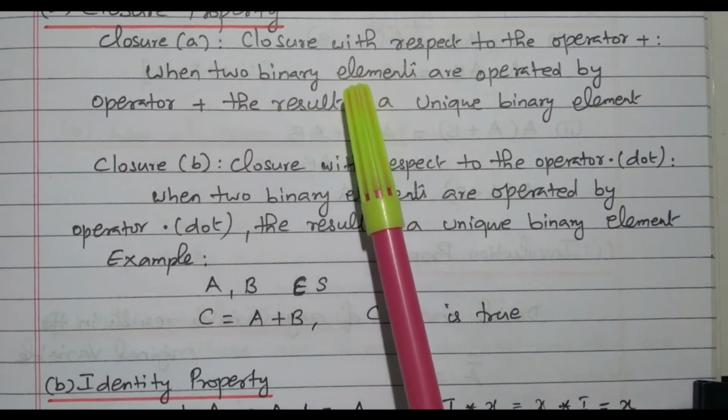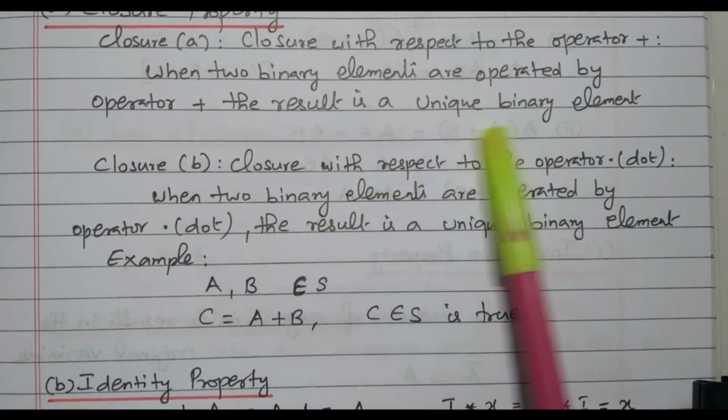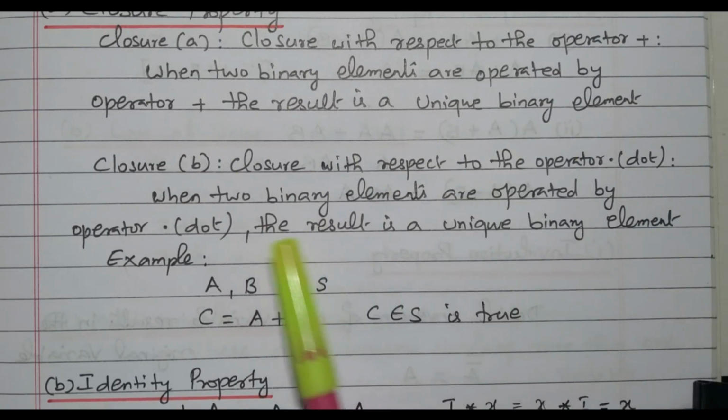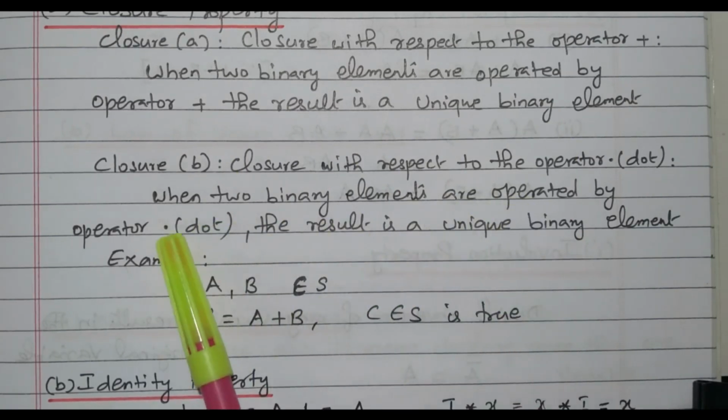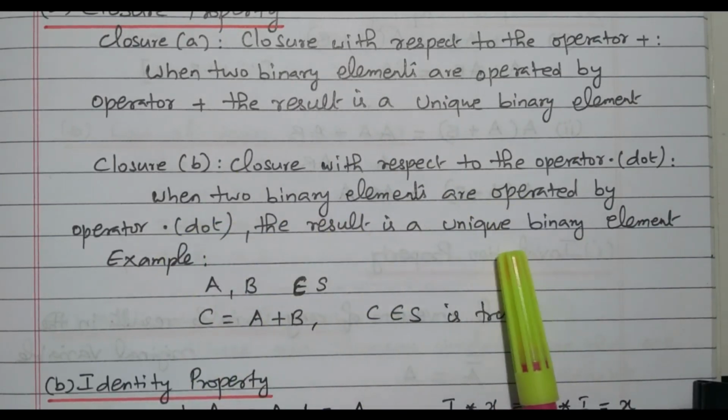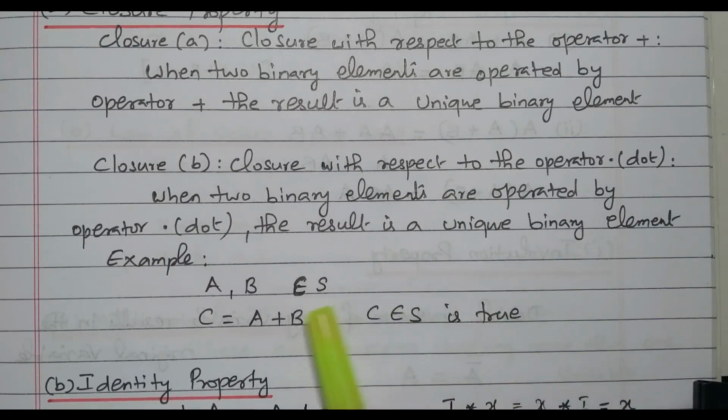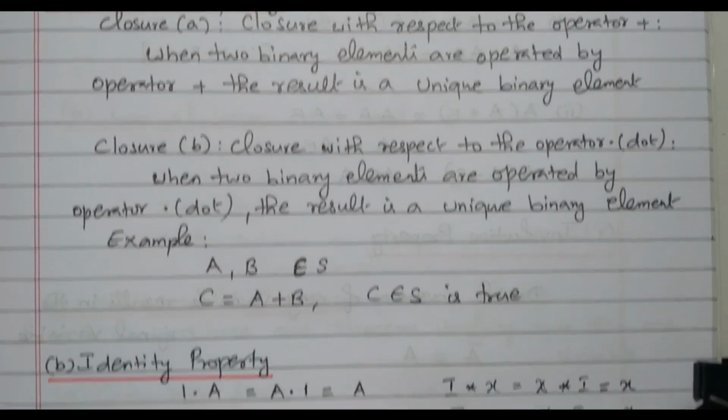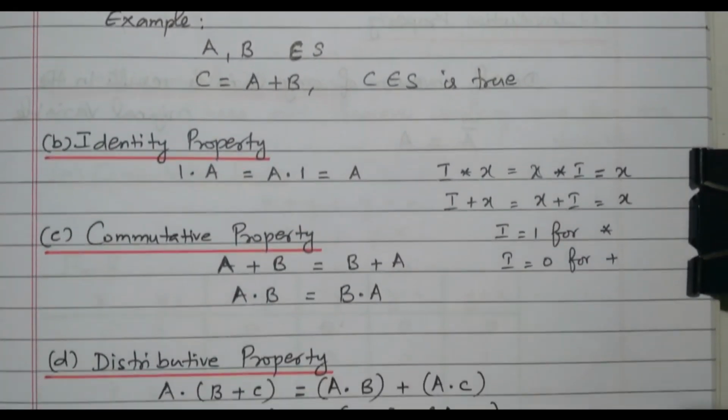Two binary elements operated by plus give a result that is also a unique binary element. Two binary elements operated by the dot product give a result that is also a unique binary element. So that is given: A and B belong to S means C also belongs to S. Now we'll go to the second property, the identity property.